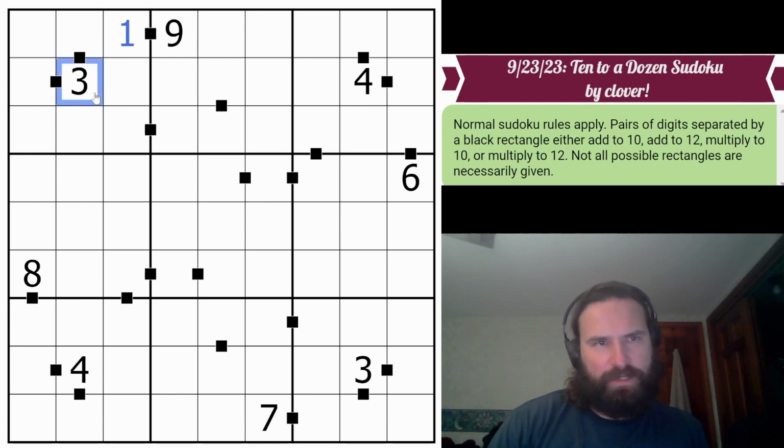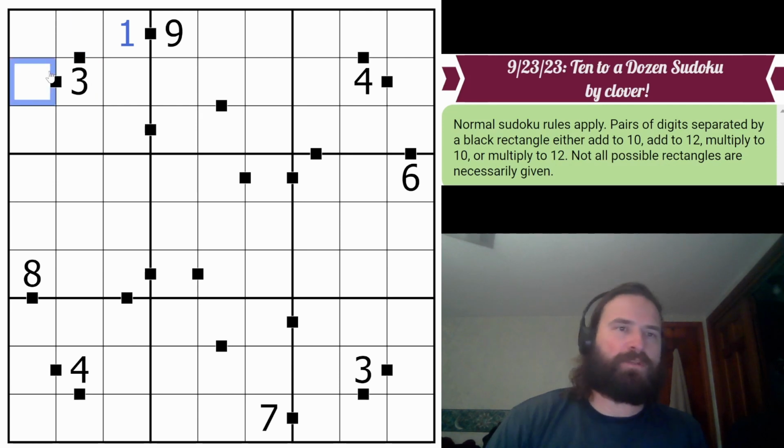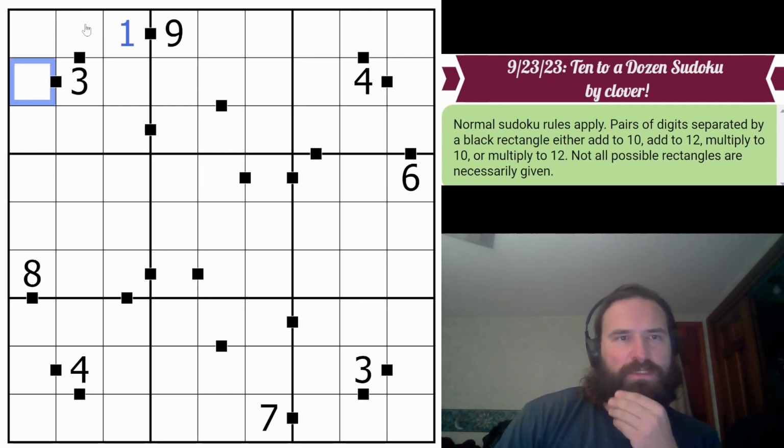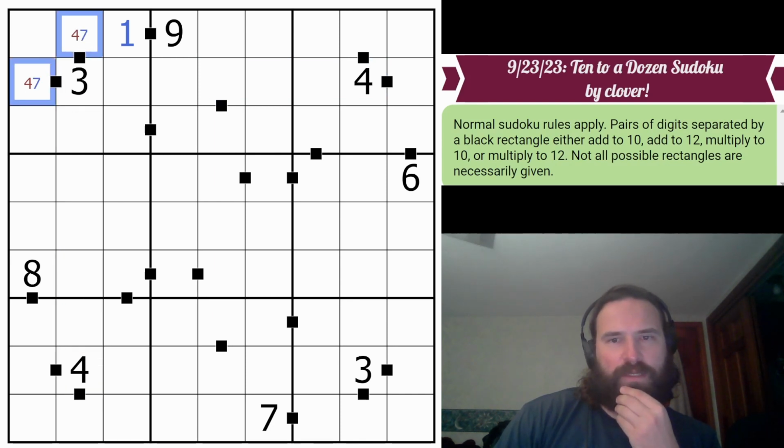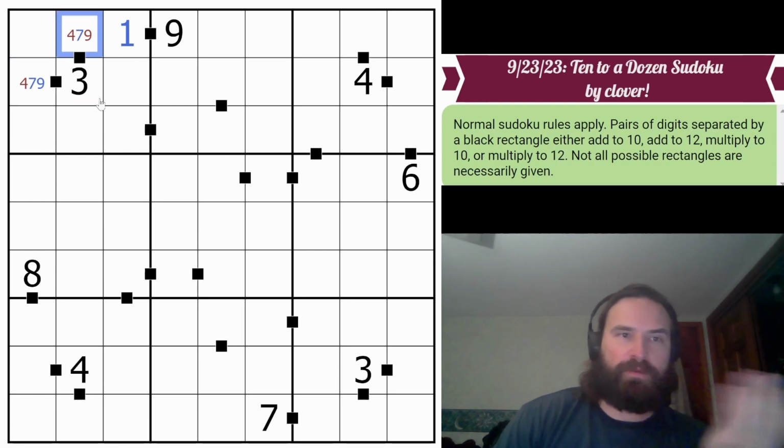Okay, 3 is more interesting because 3 does multiply to 12, and it doesn't multiply to 10, but it does add to 10 or add to 12. So there are 3 options for these. To multiply to 12 would be 4. Oh wow, there's a 4 seeing both of these. That's interesting. But 4, add to 10 would be 7. Add to 12 would be 9. Okay, so that completely limited this one.